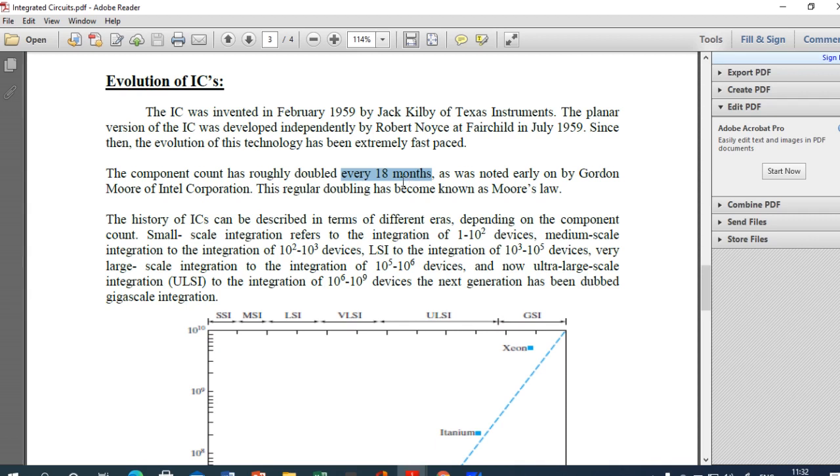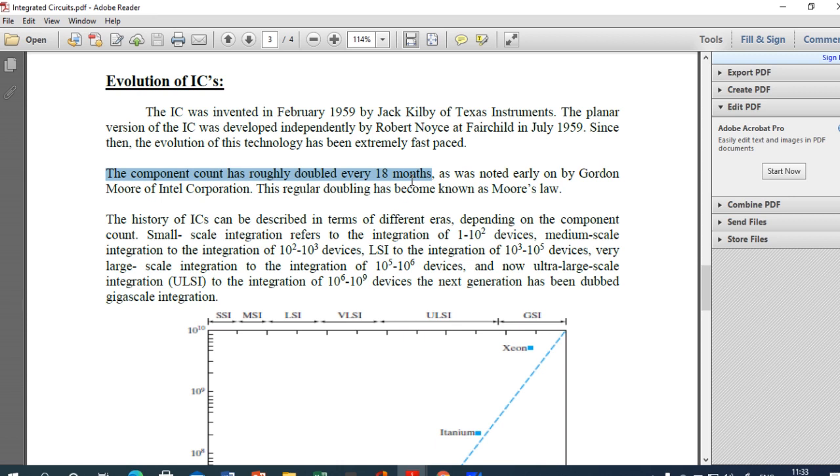the transistors will be doubled in the same size. He says that the component count has roughly doubled every 18 months in the same size of the integrated circuit. This has been proved in many applications. Currently, for every 18 months, if I use 10 transistors in one IC of a given size, now it is possible to place 20 transistors in the same IC, with more applications.